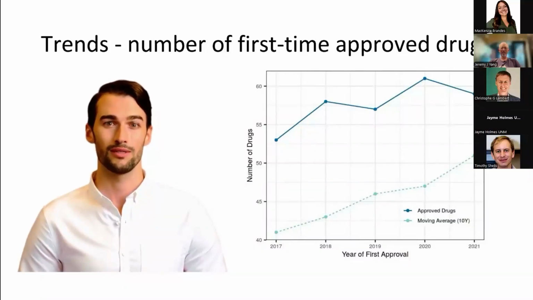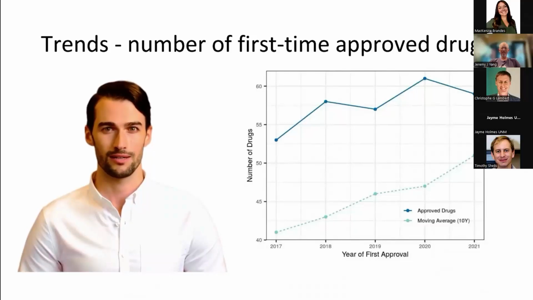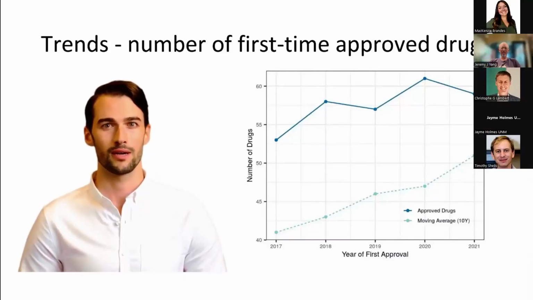The dotted line represents the 10-year moving average, which also shows a consistent upward trend, confirming the growth in drug approvals over a longer period. This positive trend reflects advancements in drug development and regulatory efficiency, suggesting a robust pipeline for new therapies and treatments. This upward trend in drug approvals is a promising indicator for future innovations in healthcare.